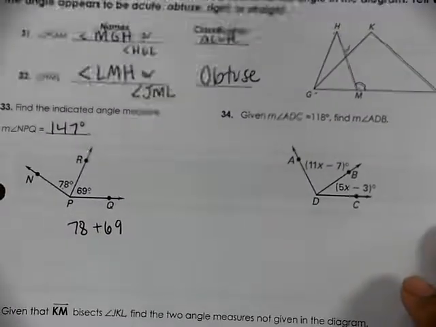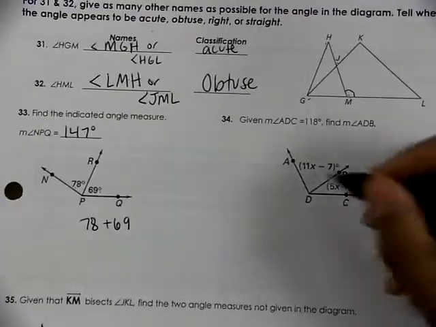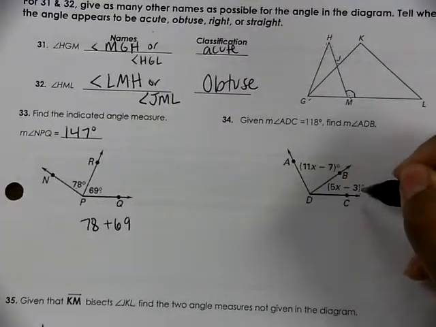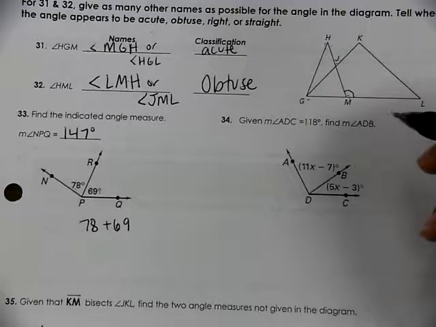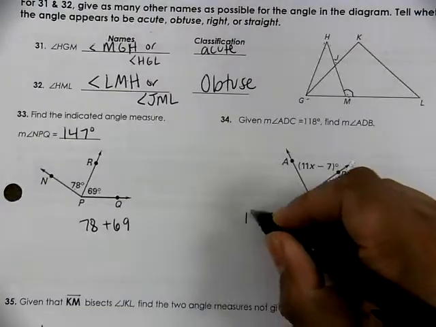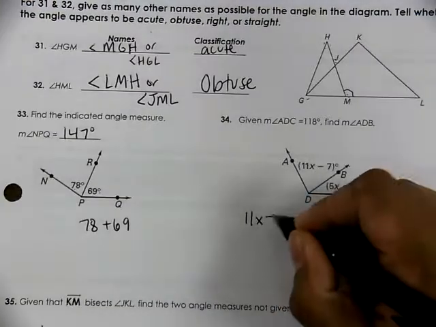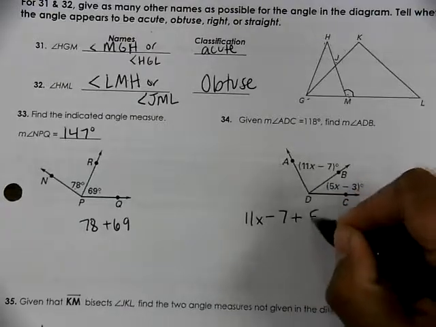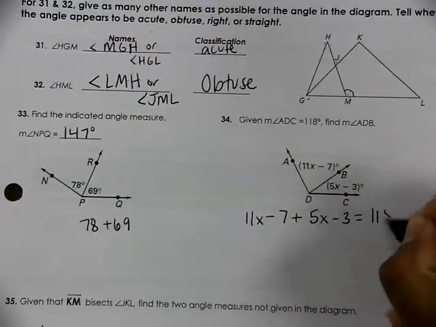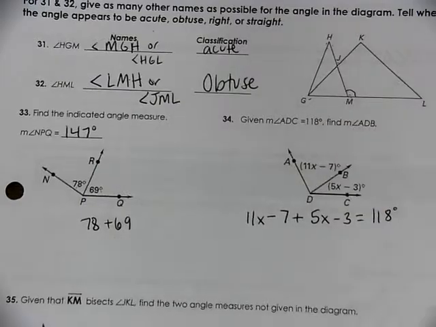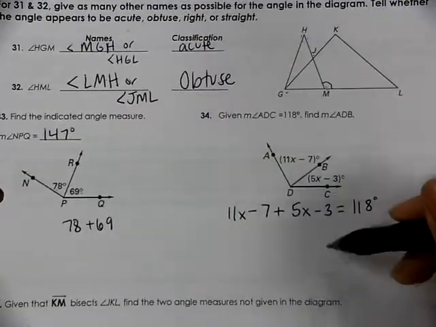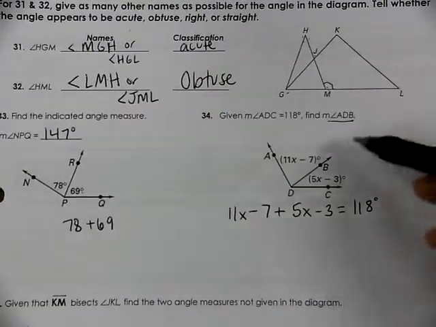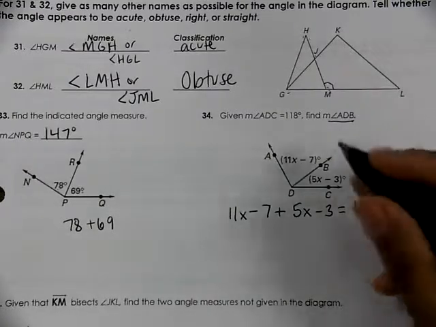Number 34, given 118 degrees for angle ADC, find the measure of angle ADB. So this time we're again using the angle addition postulate. We want to say that together these two angles, 11x minus 7, plus 5x minus 3 will equal 118 degrees, because that is that whole angle. Now when we're done, we're going to find x, but then we also have to go back in and substitute to find the measure of angle ADB.